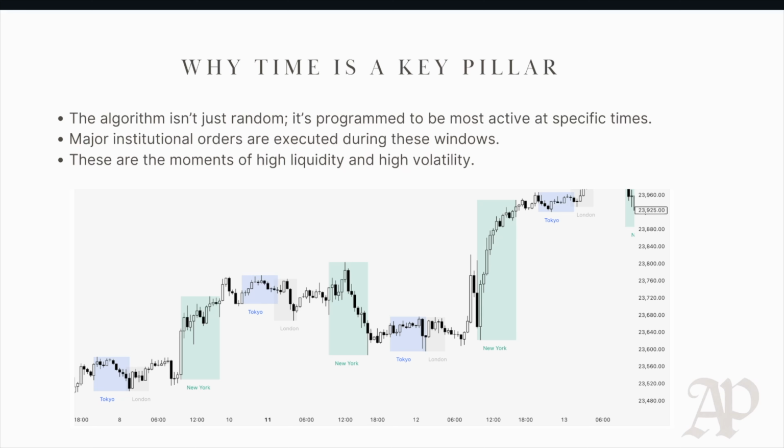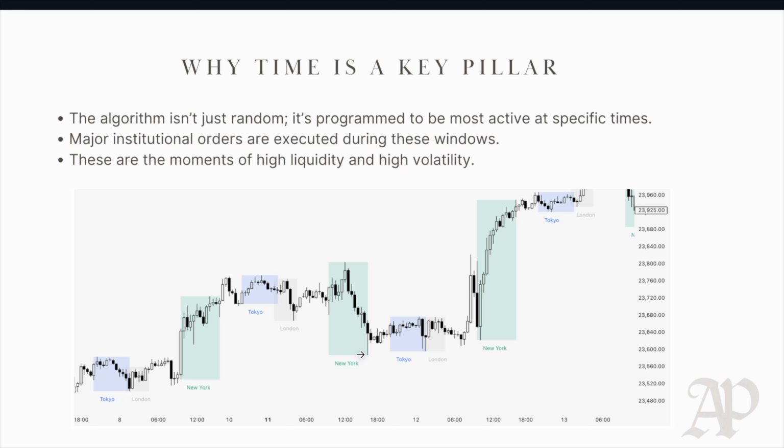So you might be thinking, why does time matter? Well, the algorithm isn't just randomly active. It's programmed to be the most active at very specific times. As you can see on the chart, we have the Asian session, the London session, and the New York session. And you can see the New York session, this is Nasdaq, by the way. You can see that it's the most volatile. It has the most volume.